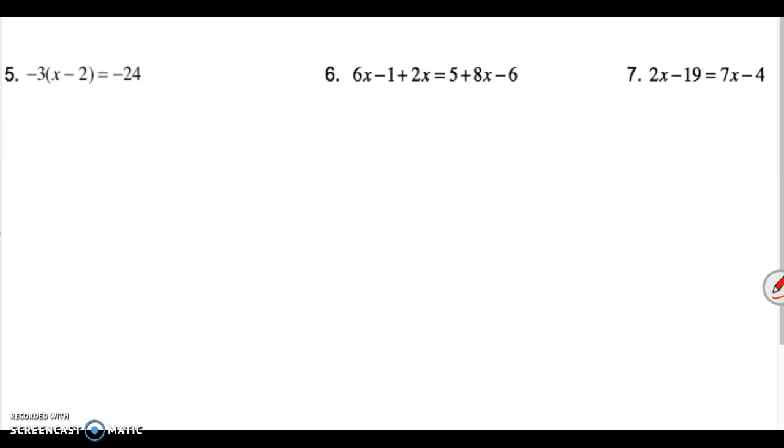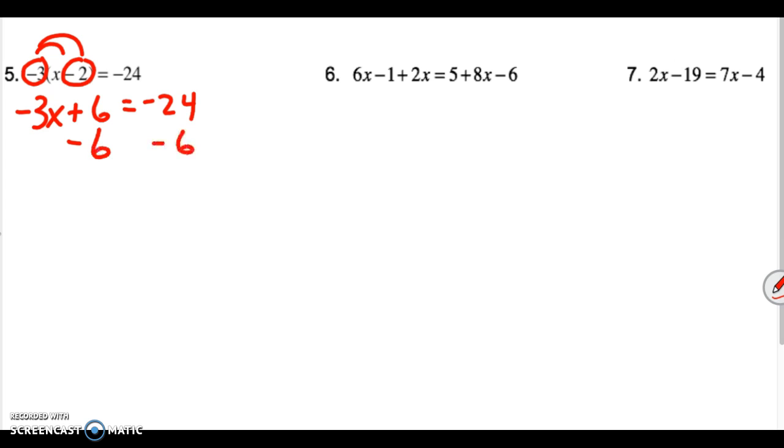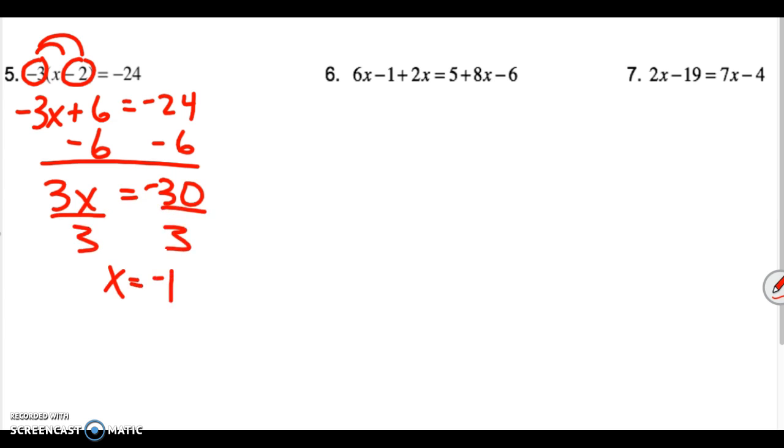We got some distribution, got some like terms, got some variables on both sides. Number 7, we have to distribute here first. We have -3x plus 6 equals -24. Notice that turns into a positive 6 because this is a -2 and a -3. So recognize it's a positive 6 right there. Subtract 6 from both sides. You get 3x is equal to -30. Divide by 3. X is equal to -10.